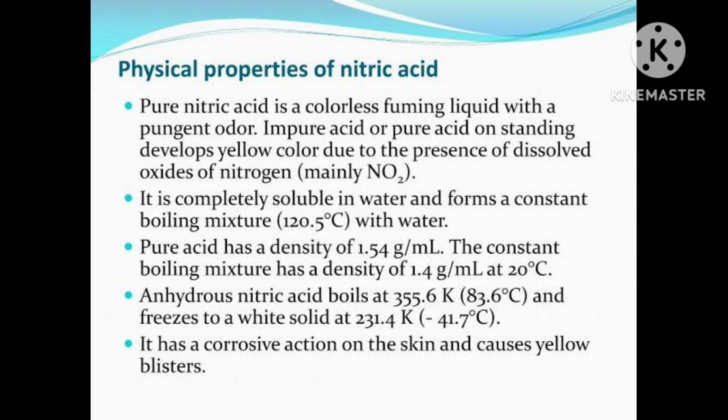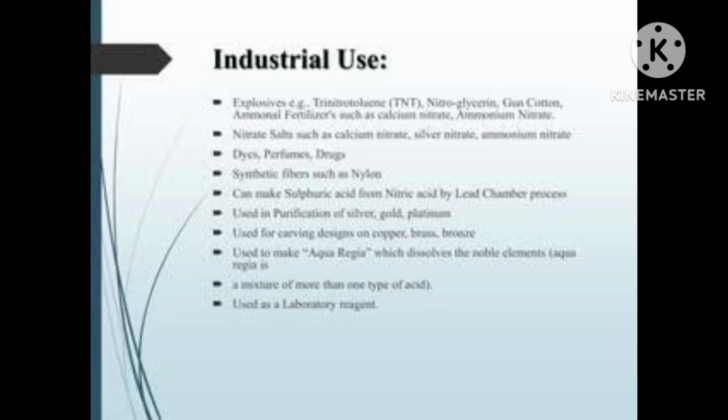For that purpose you will add concentrated H2SO4 along the side of the test tube. Slowly you have to add, not directly. Very slowly you have to add along the sides of the test tube. As soon as H2SO4 reaches the solution, you will find a ring. Its color will be brown. That's why the name has been given brown ring. Brown ring test of nitrate.